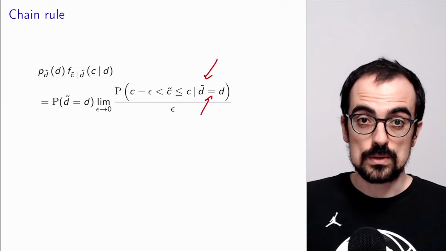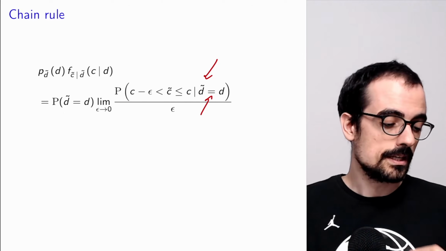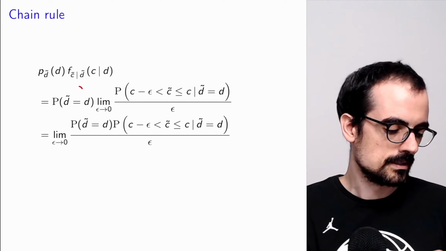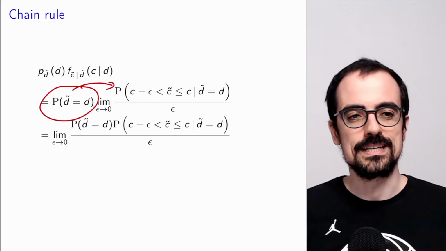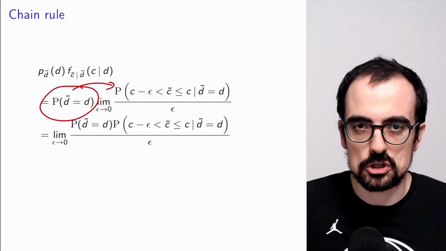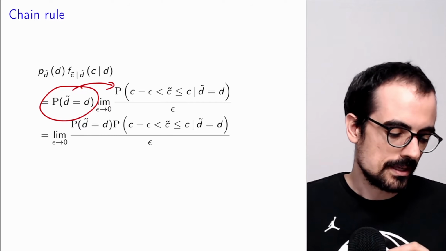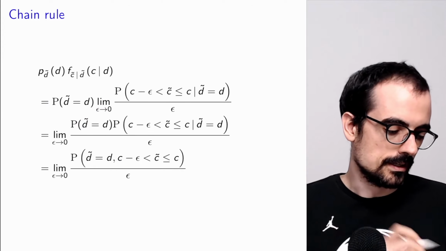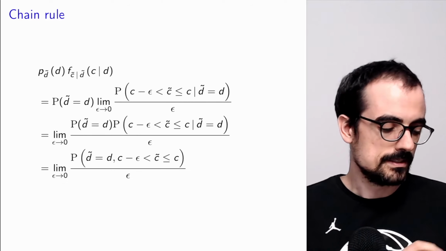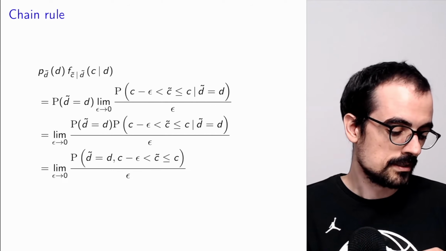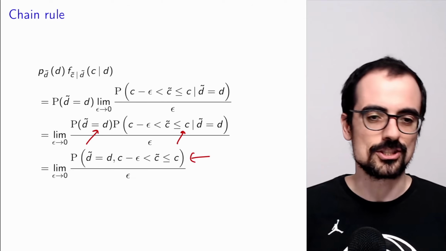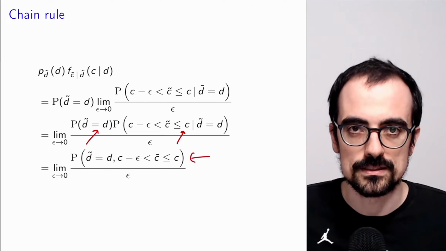Okay, perfect. So now what are we going to do? We're going to basically use the definition. We're going to plug in, so we're going to put the probability into the limit. We can, it's just a constant. And now this is just equal, by the chain rule for events, to the probability that this is equal to D times the conditional of another event given that. This is just the probability of the intersection of the two events.